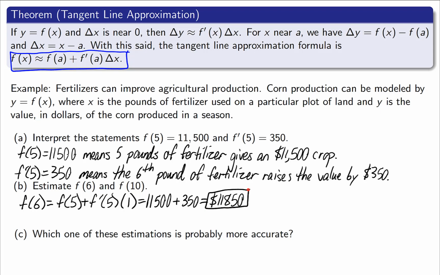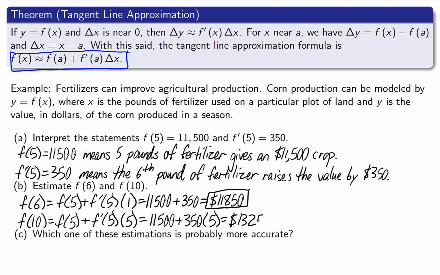Now let's do it for 10. For 10, we're looking at the same thing with f of 5 plus f prime of 5 because that's the data that we have. But delta x is how far we are from what we were given to where we're going. And the difference between 5 and 10 is 5. Now let's put our numbers in again. If I put these values in, I get $13,250. That's the value of the corn that we're estimating if we use 10 pounds of fertilizer.